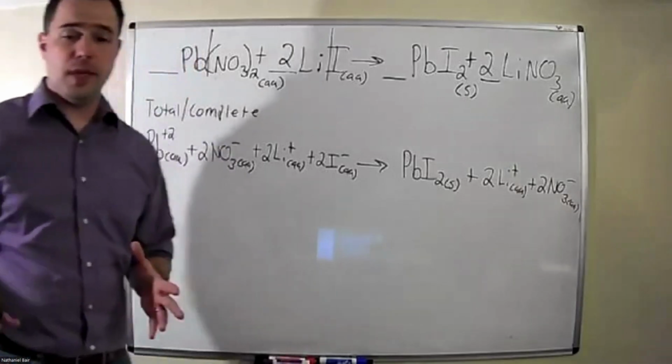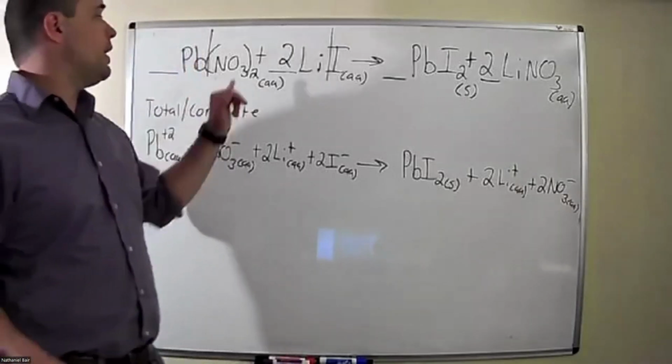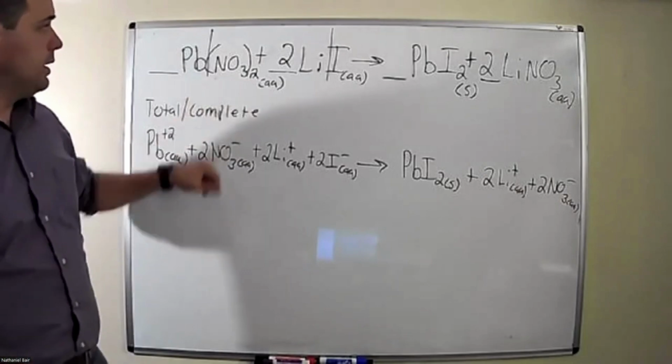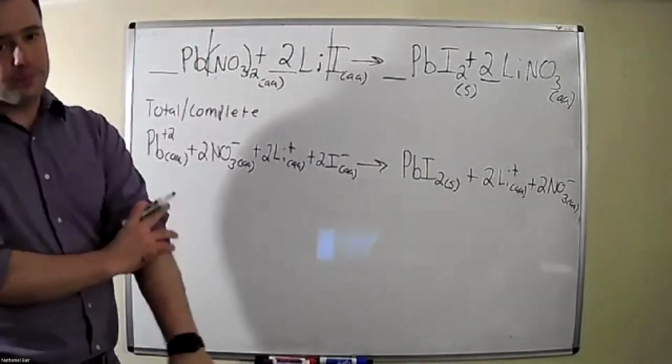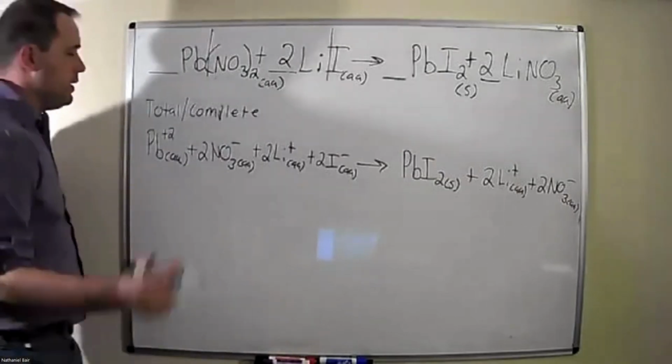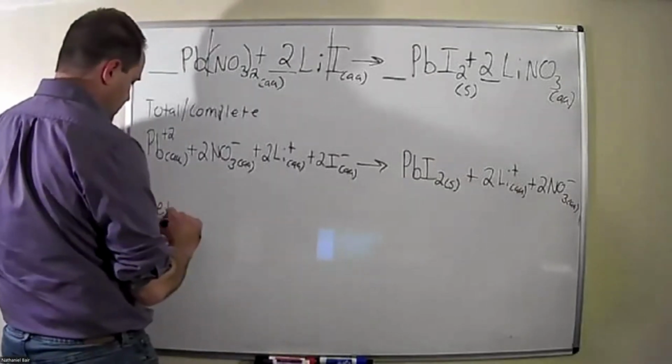See how it was a little more complicated? I had to pull stuff out front. I had to distribute. It's just tougher. And now I want to write the net ionic equation.